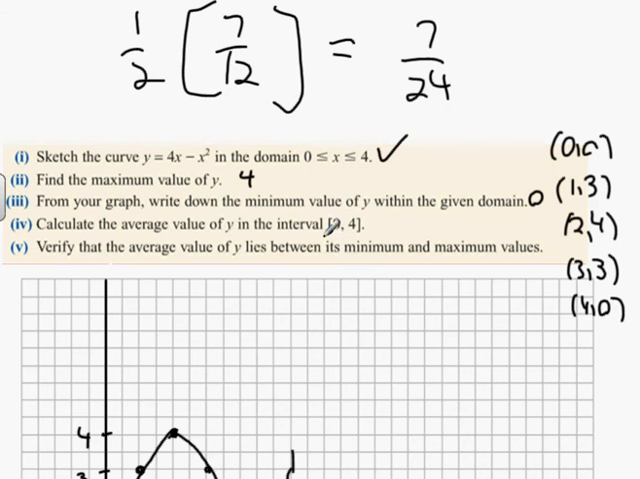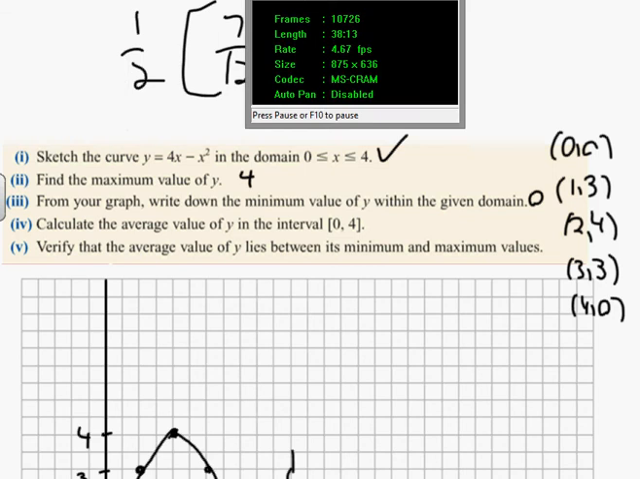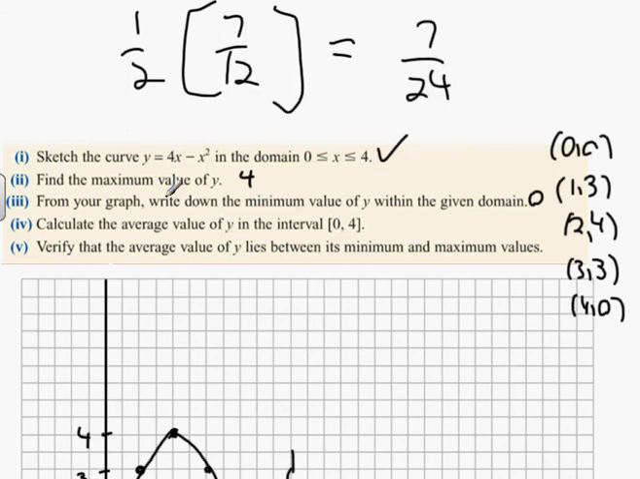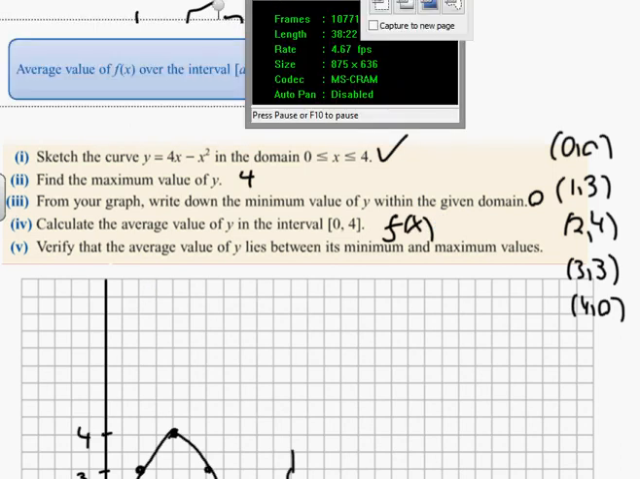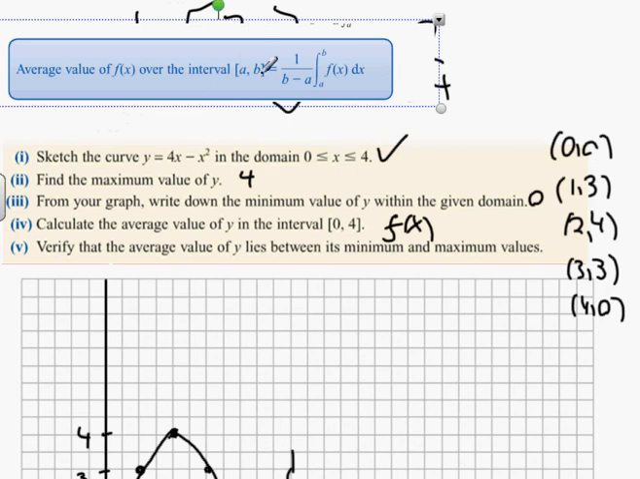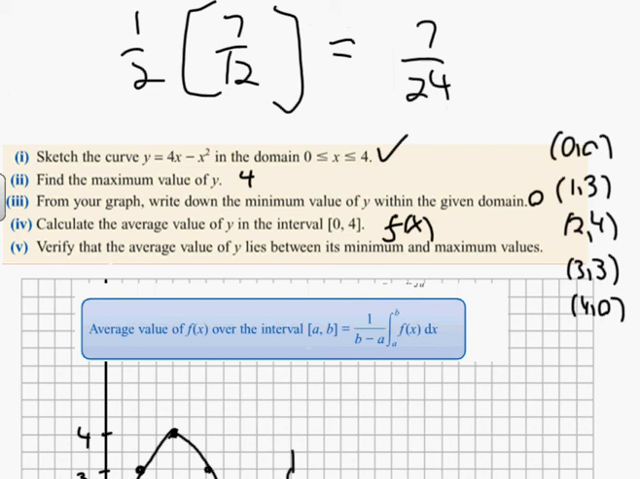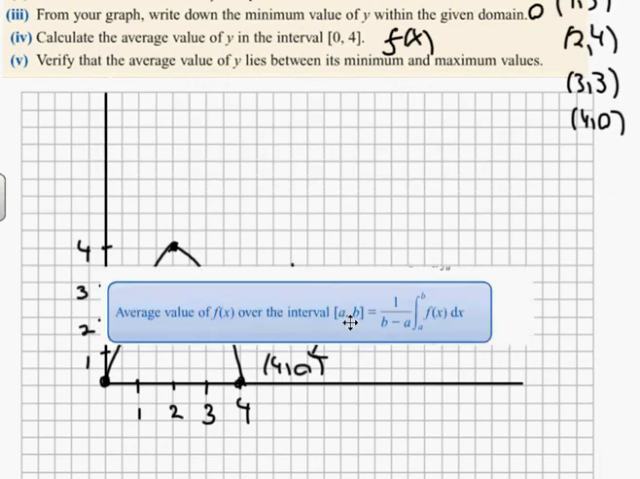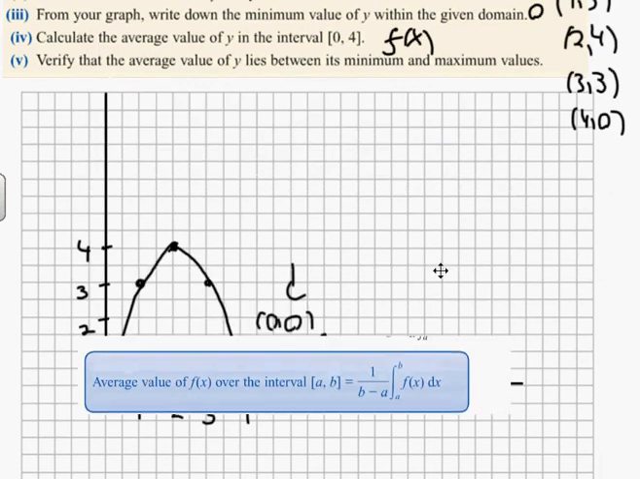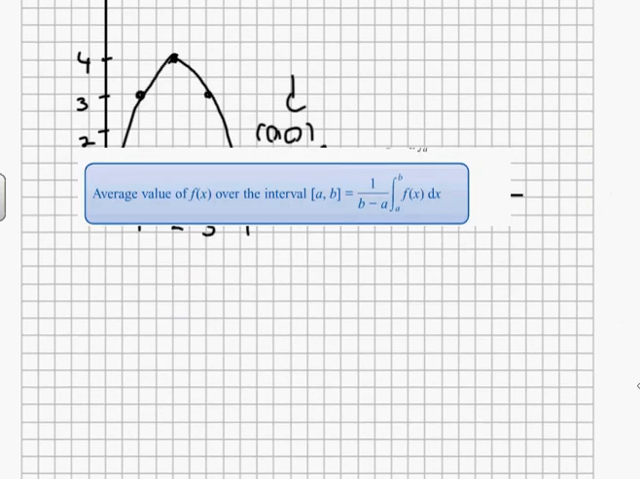Calculate the average value of y in the interval 0 to 4. The average value of y is a function, so it's the average value of f of x. The average value in the interval is given by this formula here, so we're just going to have to try and use this formula.